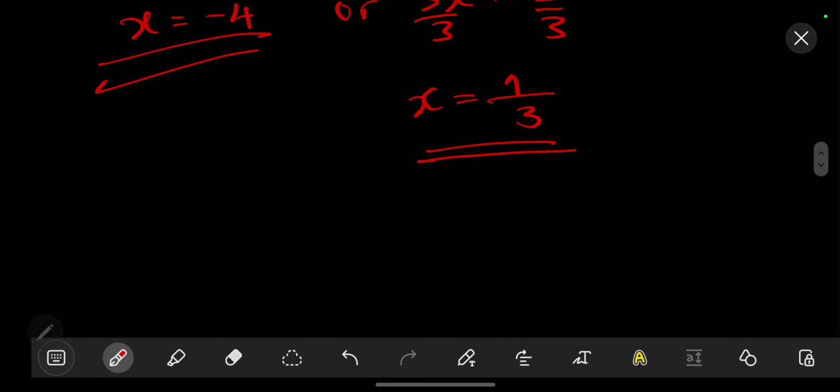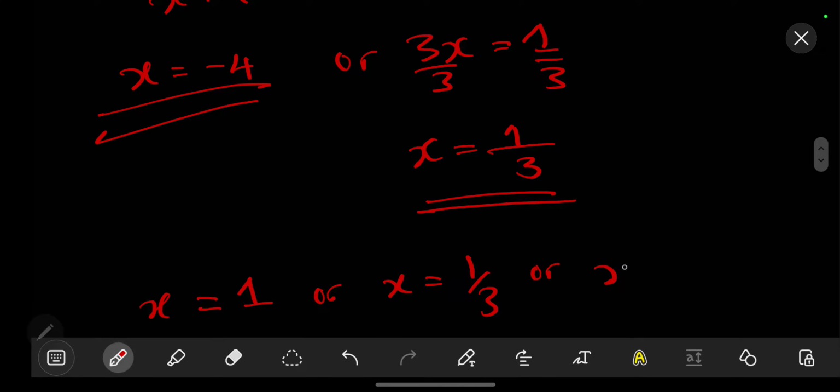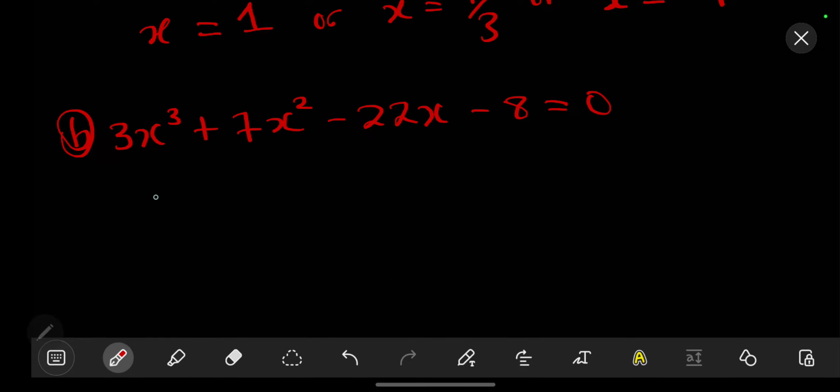The first value that we found was x equal to positive 1. So either x is equal to positive 1, or x is equal to 1 over 3, or x is equal to negative 4. So these are our values of x. Let's look at the next problem. Let's look at our second one.